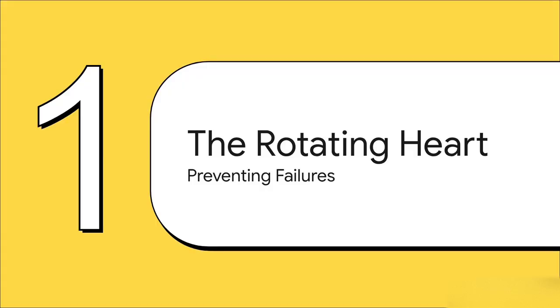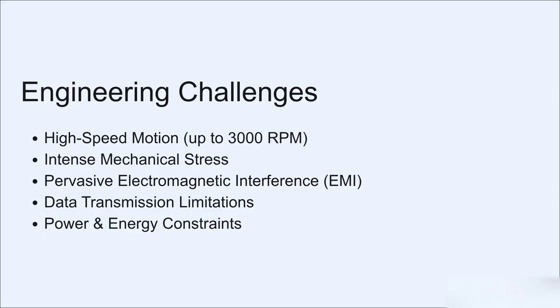Section 1, the critical rotating heart. We're going to see why this single number is so vital for preventing some really bad failures. Just try to imagine the environment inside a generator. It's hostile. The rotor is spinning at up to 3,000 RPM, creating these immense forces and stresses.